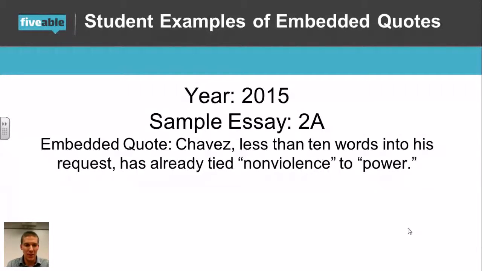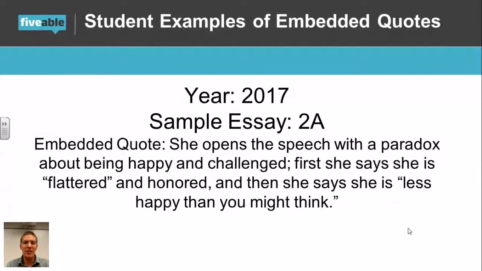Let's find another one that's doing that. So let's go back to this one. First, she says she is flattered and honored. Well, what if flattered and honored was the quote, right? But it had a bunch of stuff in the middle. So what if it was flattered, and even though she wasn't happy to be there, she was honored? But my quote would be, first she says she is flattered, ellipses, and honored, right? So the point being, the skills are the same.